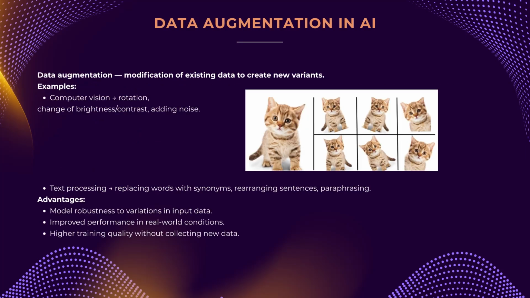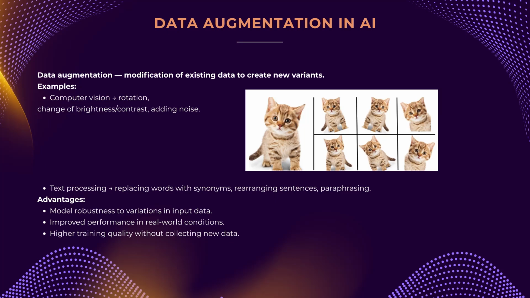A related but still separate approach is data augmentation. If synthetic data are created from scratch, then augmented data are modifications of existing real data. In computer vision, this can be rotating an image by a few degrees, changing brightness or contrast, adding noise. One photograph of a cat turns into dozens of variants, the cat under different lighting, from different angles, with various distortions. For the model, these are different examples, although the source image is the same.